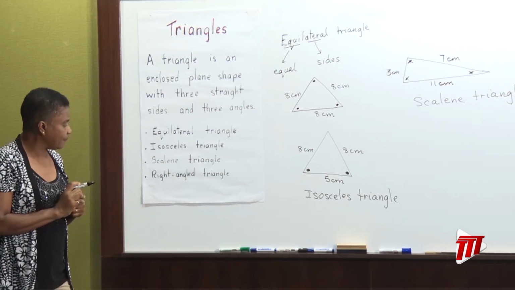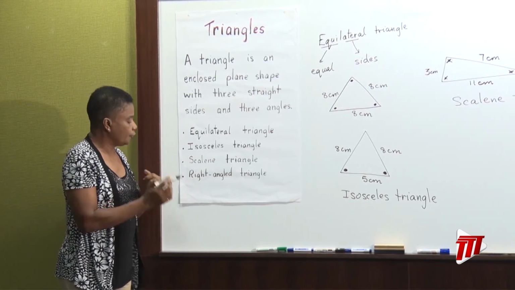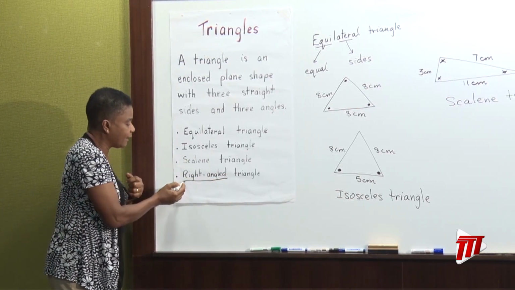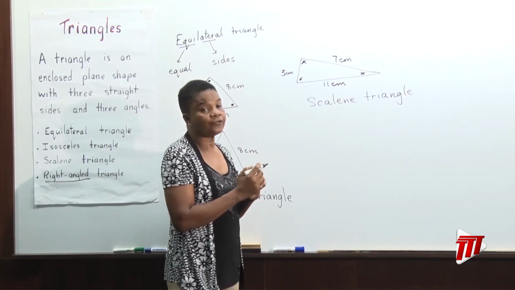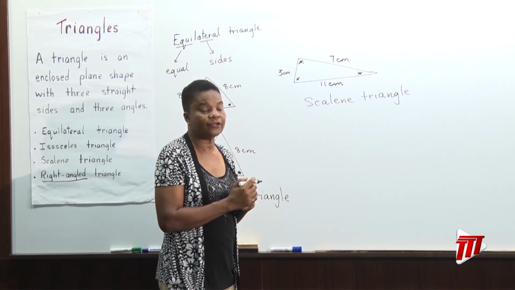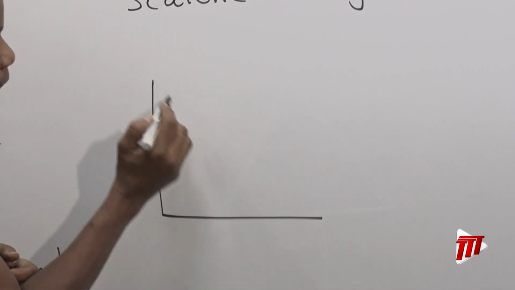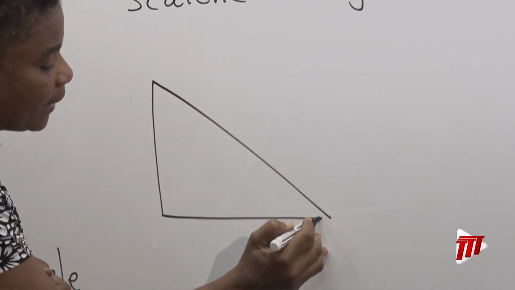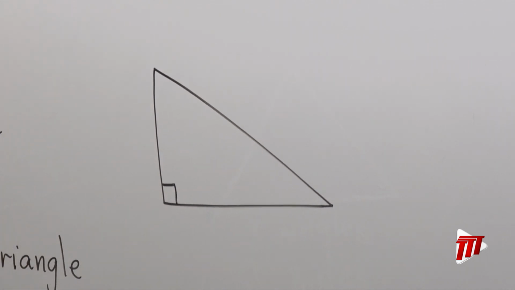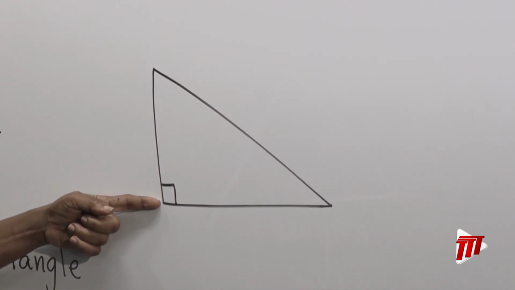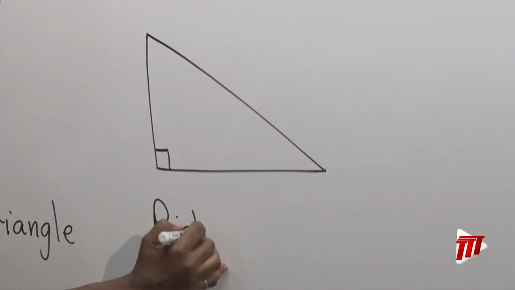Our fourth type of triangle, the right angle triangle. Do you recall what we mean by right angle? Yes, a right angle is formed when 2 straight lines are perpendicular. So let's draw our right angle triangle. This is one type of right angle triangle. Let's put our symbol to show our right angle. This is our right angle triangle.